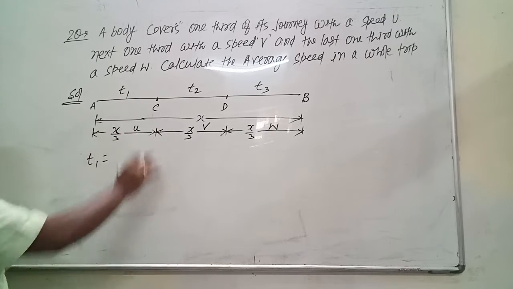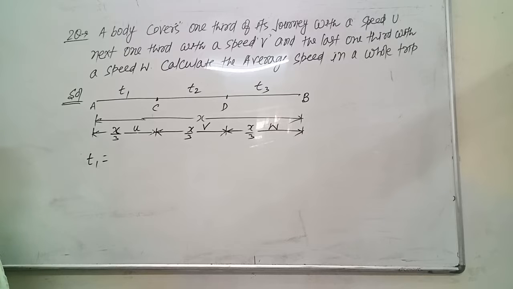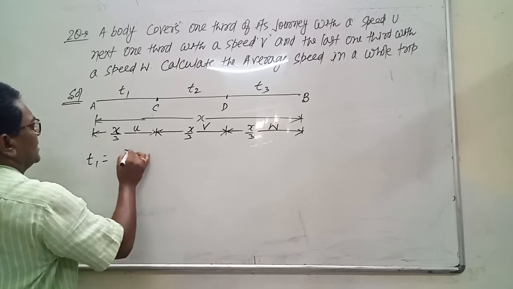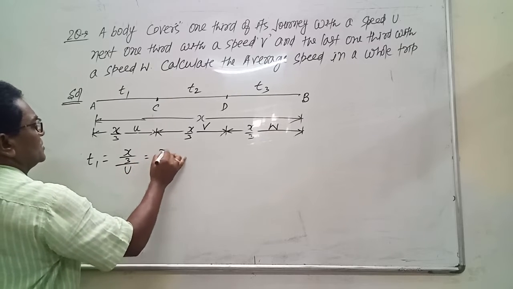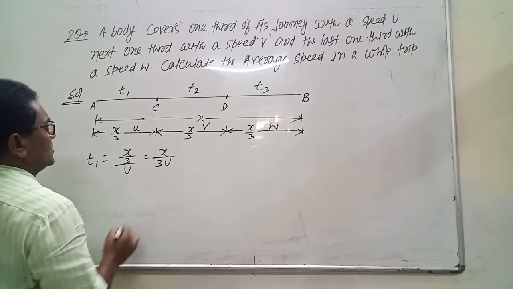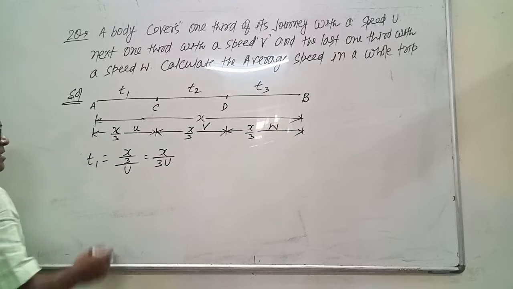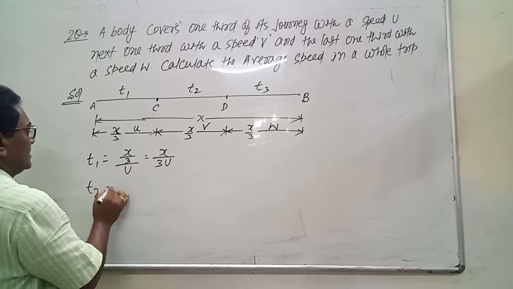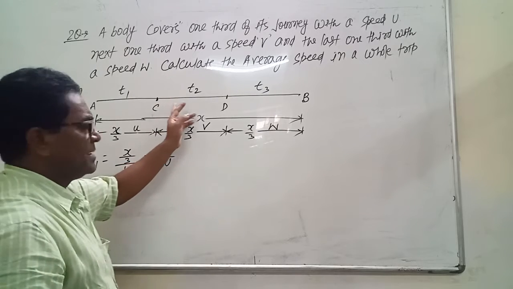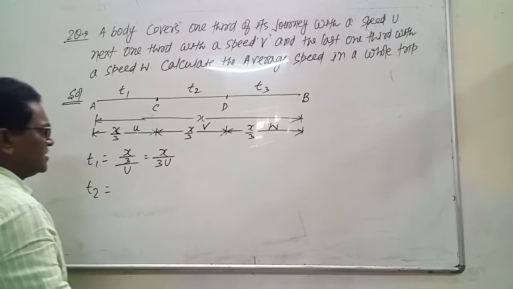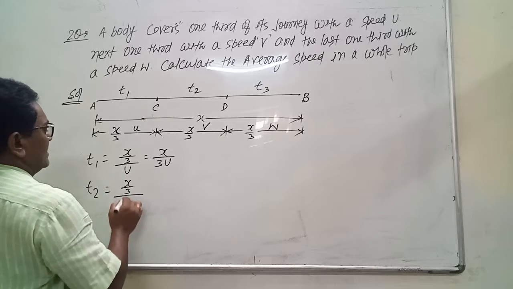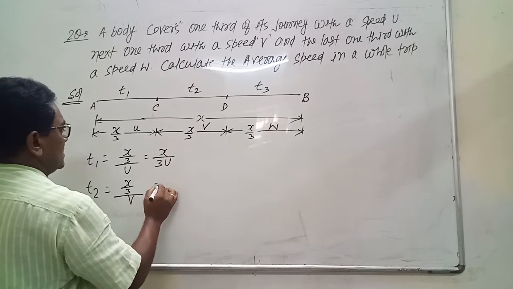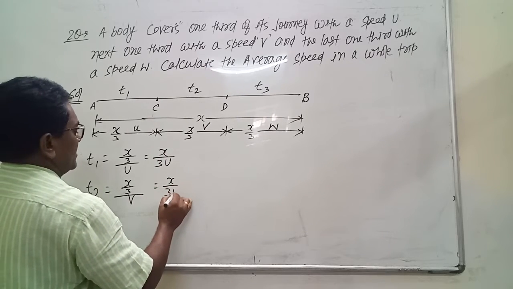Distance, time taken to cover the distance AC. Time equals distance upon speed. Distance is x by 3 and speed is u. So time t1 becomes x by 3u, and time t2, the time taken to cover the distance CD, which is also x by 3 distance, and speed is v. So it becomes x by 3v.